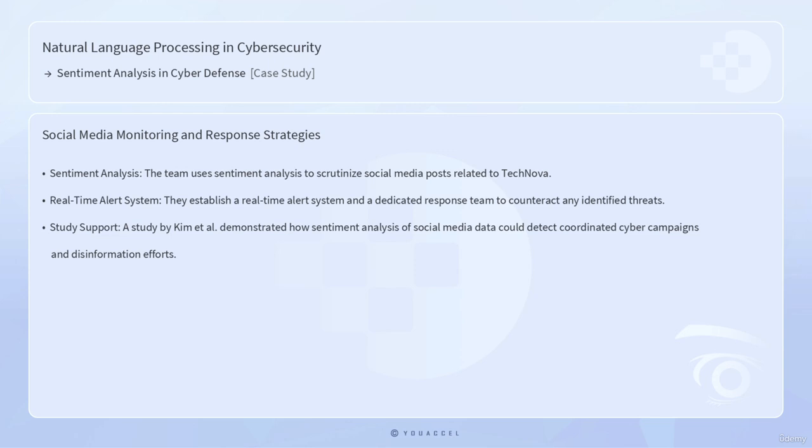Alex asks, how can the team respond to potential threats identified on social media in a timely manner? They establish a real-time alert system and a dedicated response team to counteract any identified threats, ensuring the integrity of Technova's online presence.